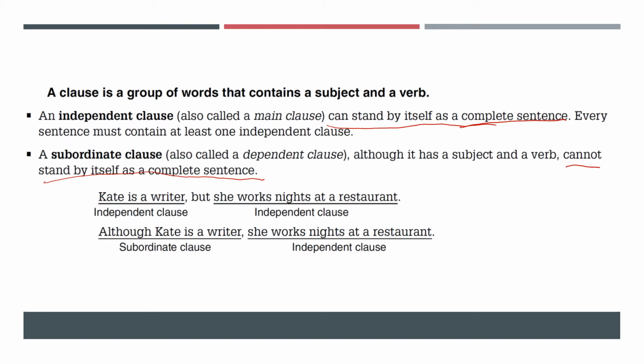So it is subordinate, it's not complete, it is dependent. It needs another independent clause to make more sense. But when I say she works nights at a restaurant, that makes sense. It stands by itself. It doesn't need anything else.